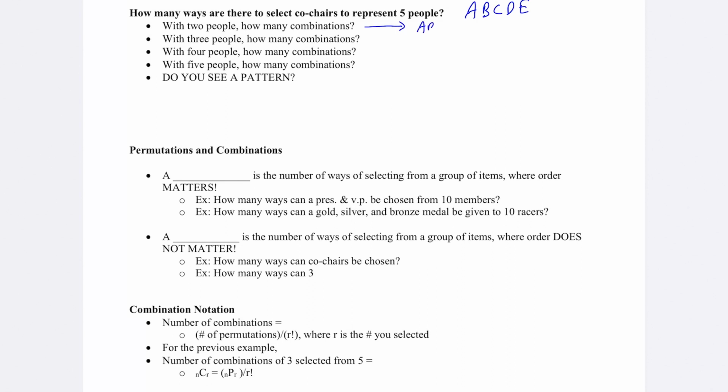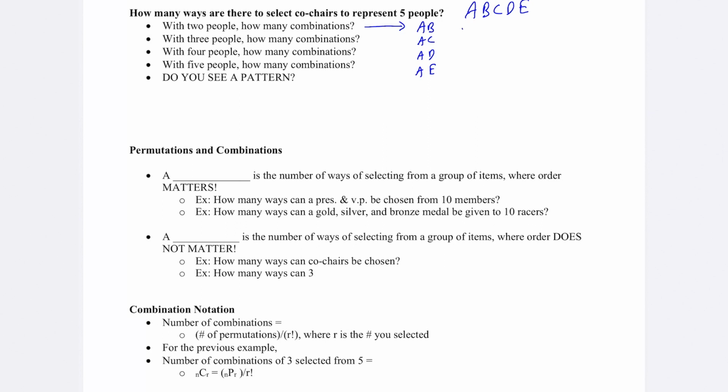You could have A and B be the people that get selected. You could have A and C, A and D, A and E. But notice that if I were to come up with B and A, that's no different than having AB, which is what makes this unit different. If you have person A and person B versus person B and person A and they're co-chairs, it really didn't matter what order you picked them in. So those are not unique.